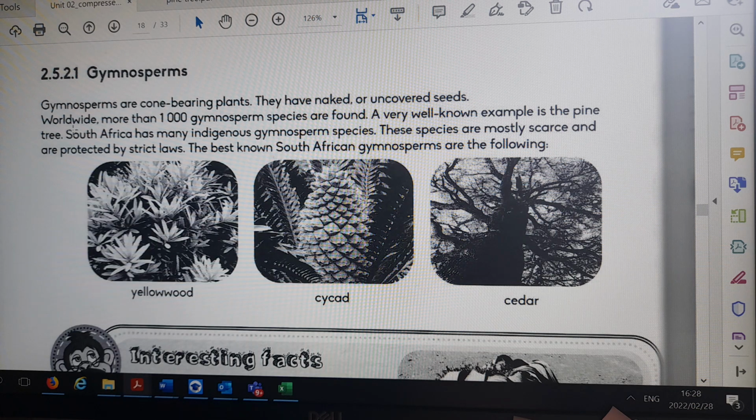Worldwide, more than 1,000 gymnosperm species are found. A very well-known example is the pine tree. South Africa has many indigenous gymnosperm species. These species are mostly scarce and are protected by strict laws. The best known South African gymnosperms are the yellowwood, the cycad, and the cedar tree.